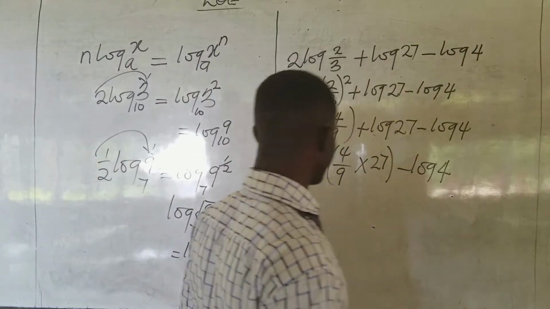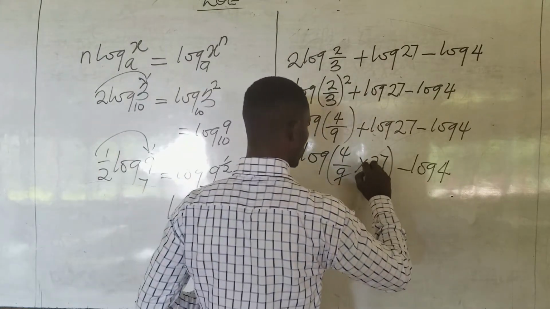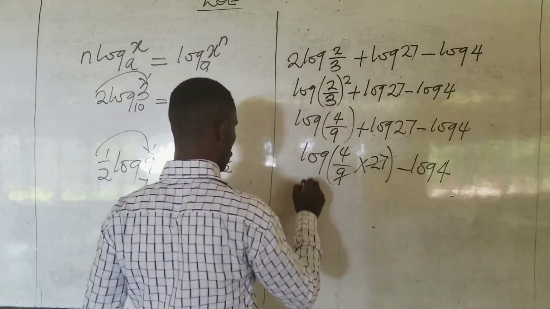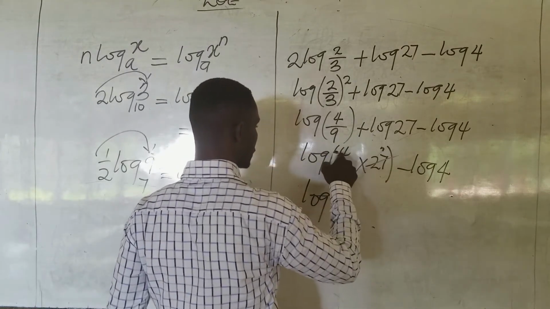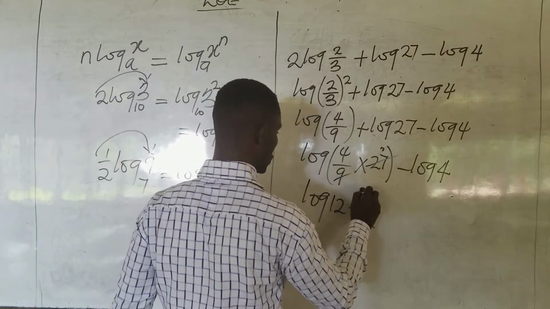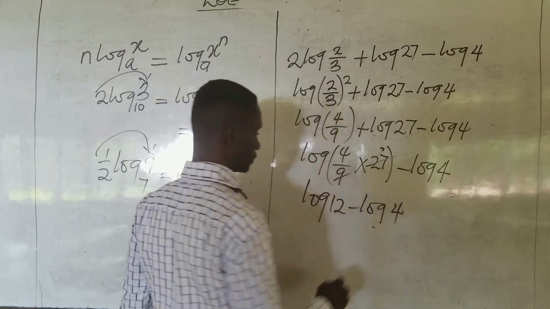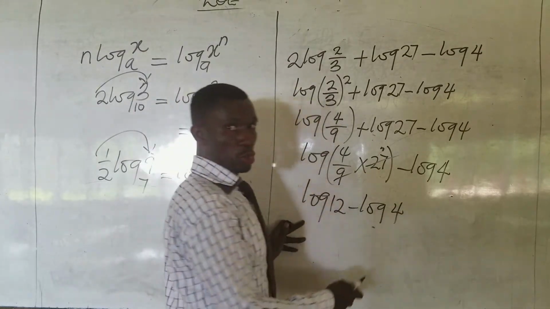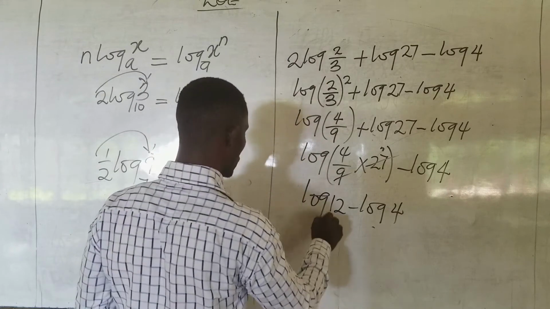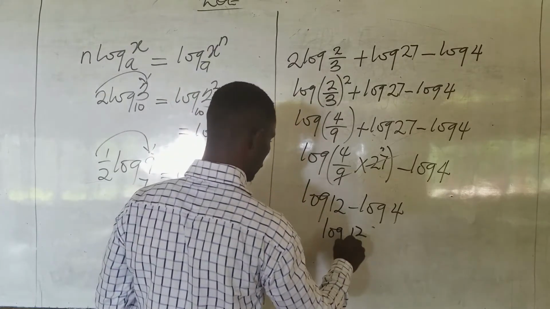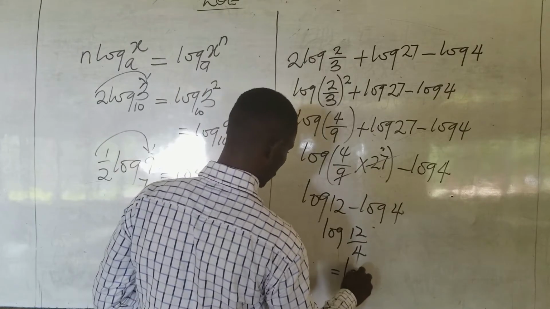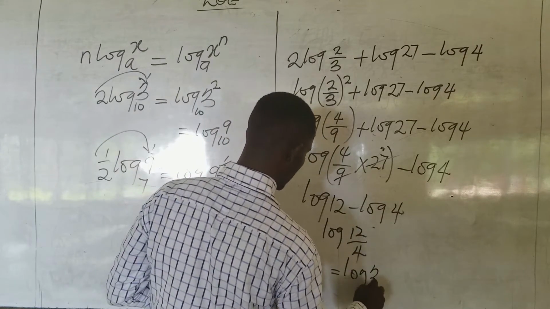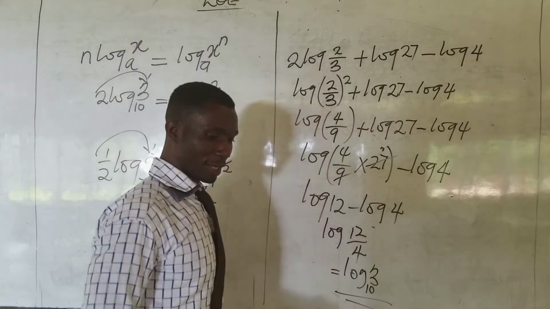9 goes into 27, 3 times. So it will be log, here will be 3 times 4, 12, minus log 4. Whenever you subtract, you should divide. It will give you log 12 over 4. And this one will give me log 3 base 10. And that is your final answer.